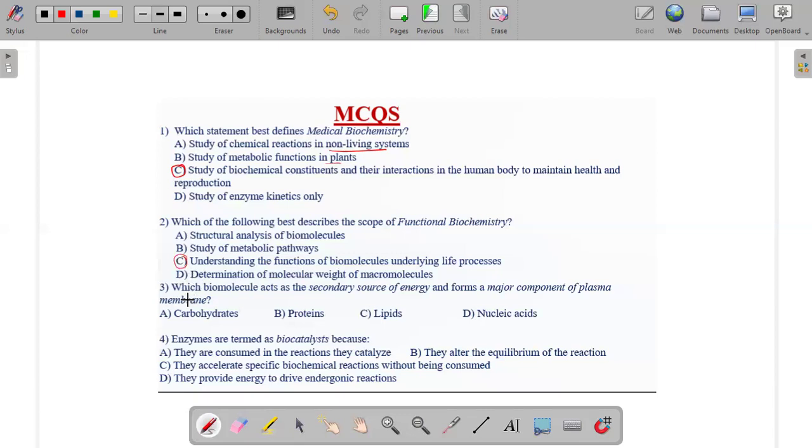Okay. Then let's go to part 3. Which biomolecule acts as the secondary source and forms a major component of the plasma membrane? Which one is that? So we have carbohydrates, proteins, lipids, and nucleic acids. Which one is which?